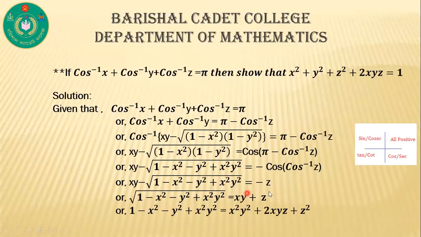Now squaring both sides. Then we can write 1 minus x square minus y square plus x square y square is equal to a plus b whole square. That means a square plus 2ab plus b square. After calculating this, we can write x square plus y square plus z square plus 2xyz is equal to 1.